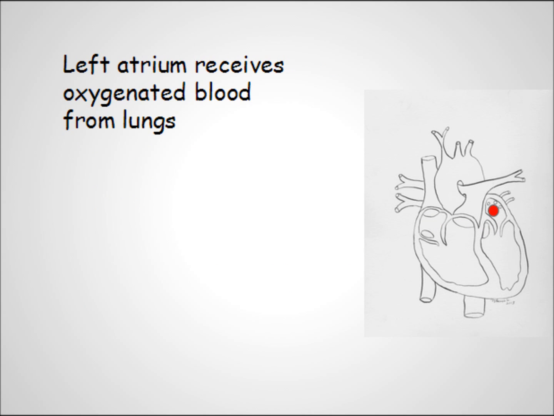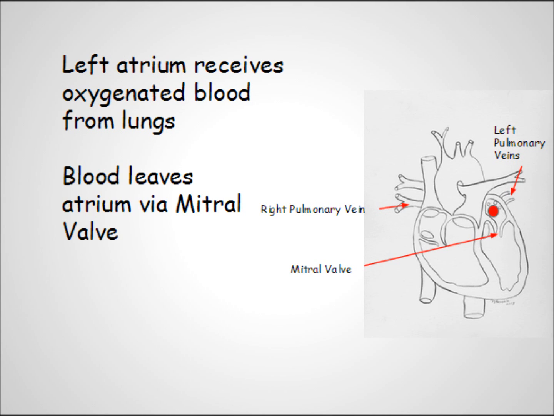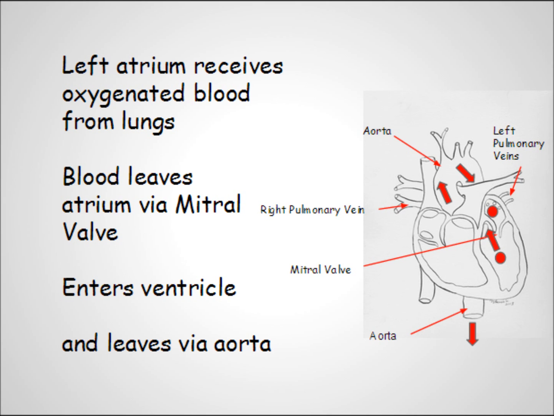The left atrium receives fully oxygenated blood from the lungs through the left and right pulmonary veins. The atrium contracts and sends blood down through the mitral valve into the left ventricle. The left ventricle then contracts and sends that fully oxygenated blood through the aortic valve into the aorta and out to the body.